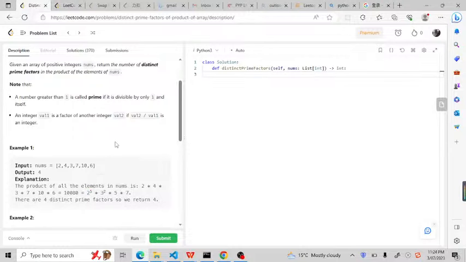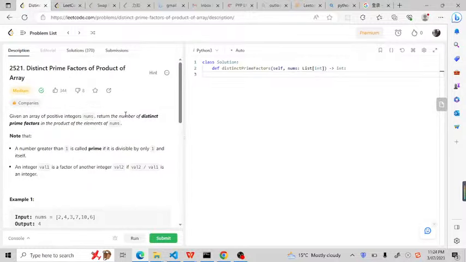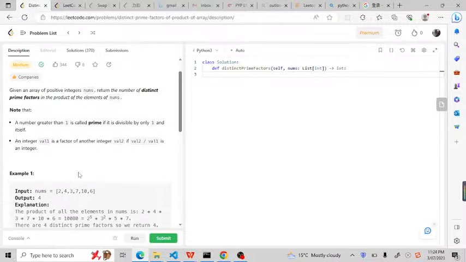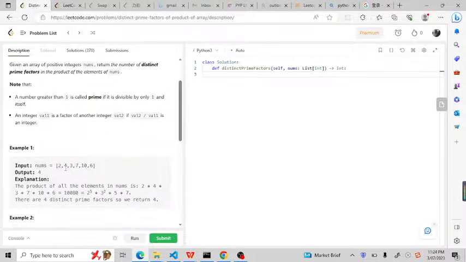So how do we solve the problem? There are two ways. We can use a sieve to get the prime numbers, but that is not necessary. We can just use a simple method to find how many prime factors there are. We don't need to calculate the product and then find the factors one by one. We can find them directly.